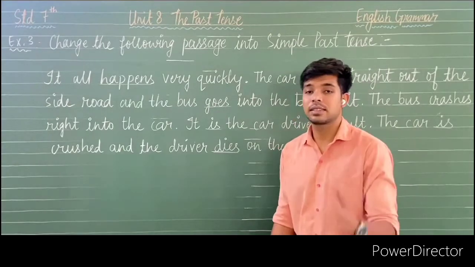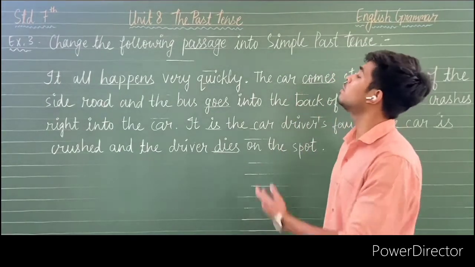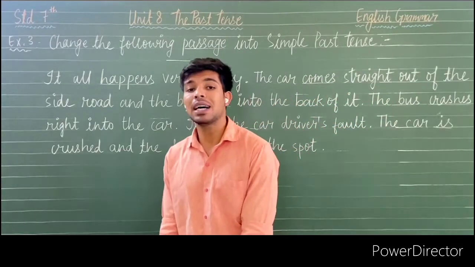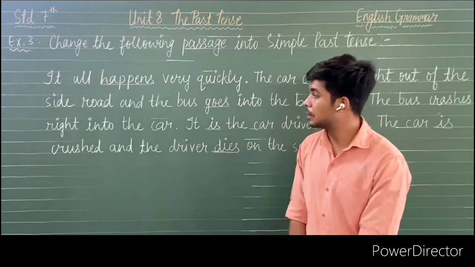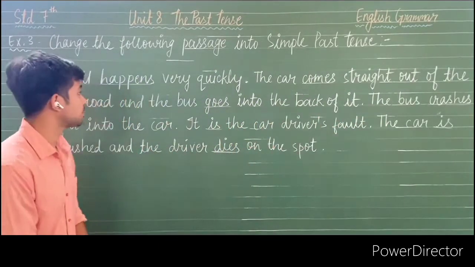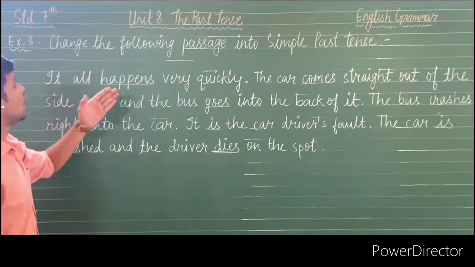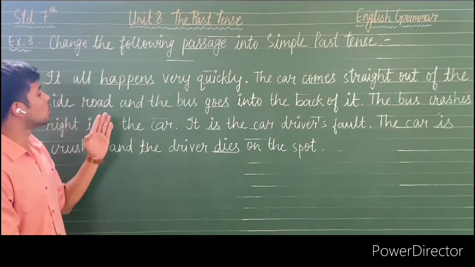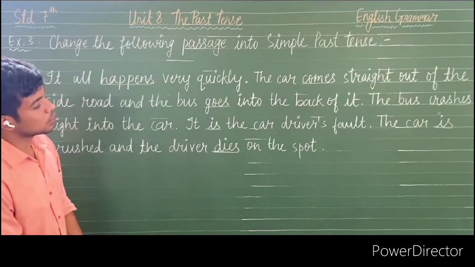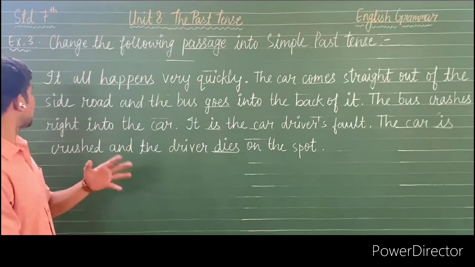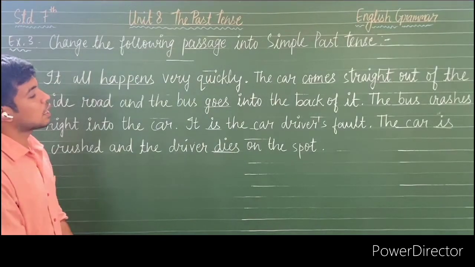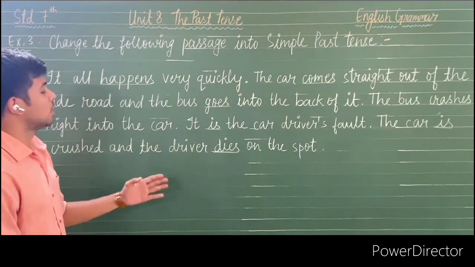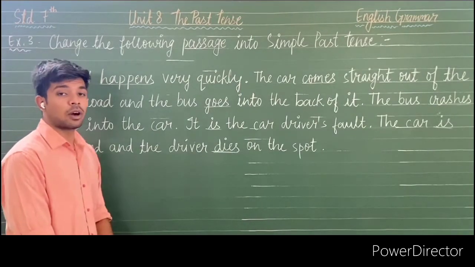Now in exercise 3 we have to change the following passage into simple past tense. We will use simple past tense to change this passage. It all happens very quickly. The car comes straight out of the side road and the bus goes into the back of it. The bus crashes right into the car. It is the car driver's fault. The car is crushed and the driver dies on the spot.